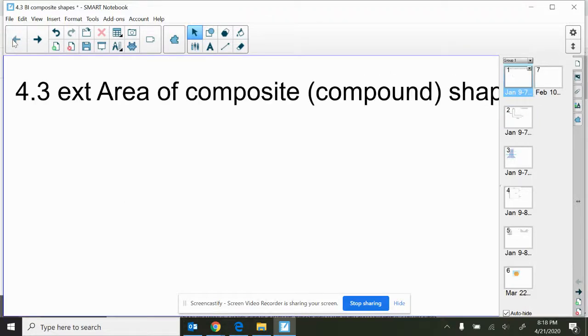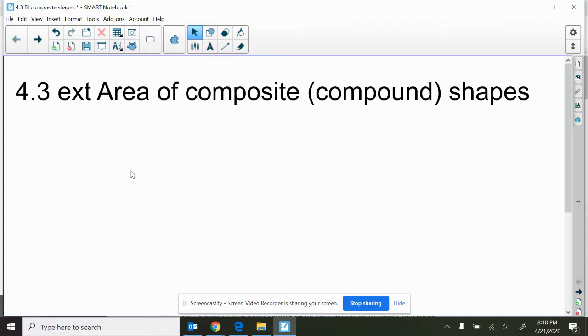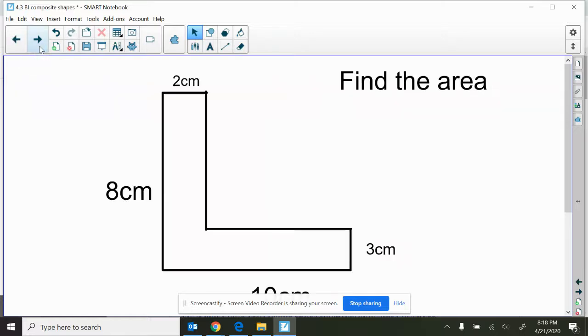Hey guys, today we're looking at section 4.3, the area of composite, or sometimes called compound shapes. They're kind of funny shapes because they don't fit into any of the formulas that we've learned so far. You get something like this, an L shape. There's no formula for an L. But what we can do is divide it into two shapes that we already know how to solve.